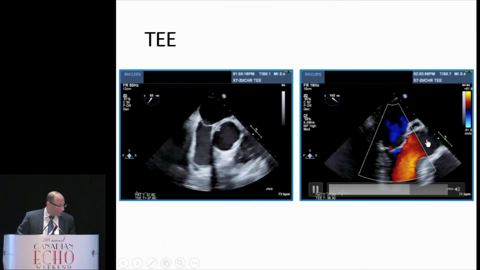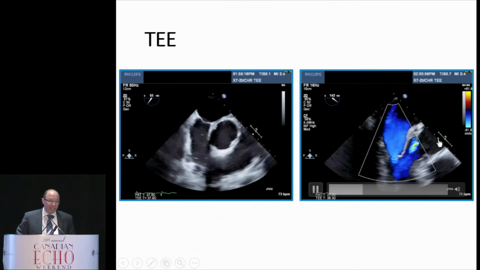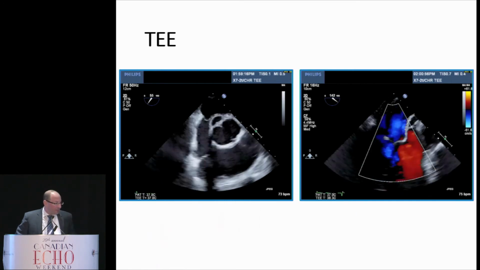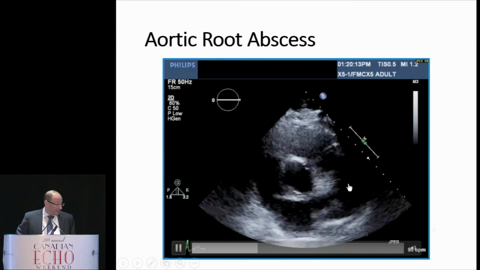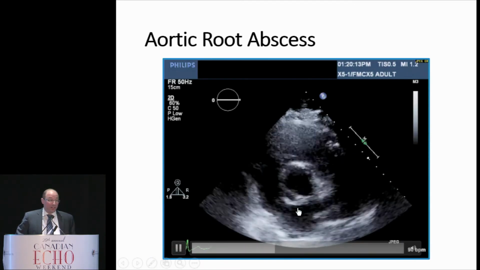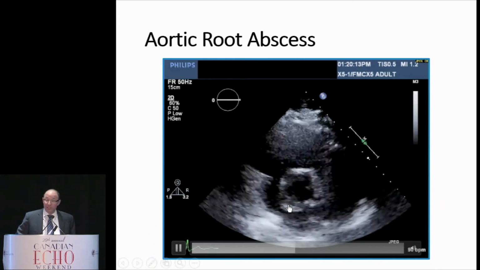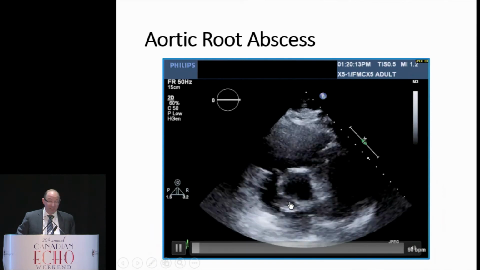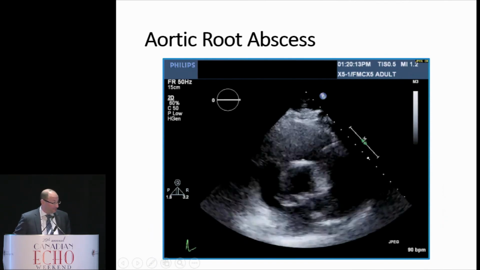I actually didn't have a great picture of it in the long axis view, but it was pretty convincing for an abscess. He did go on to get a CT. I don't have that picture for you, but it shows much the same thing. Okay? So here was the view from the TTE, where if you had a really discerning eye, you may have been able to see it just posterior to the aortic root there, that small abscess cavity. Okay, very easy to miss. It was missed on the first TTE.